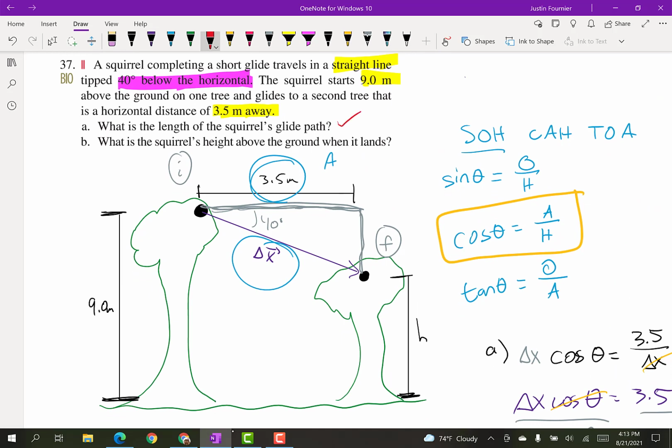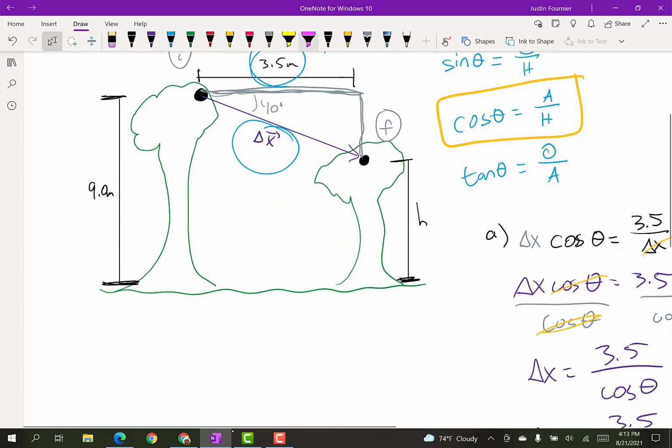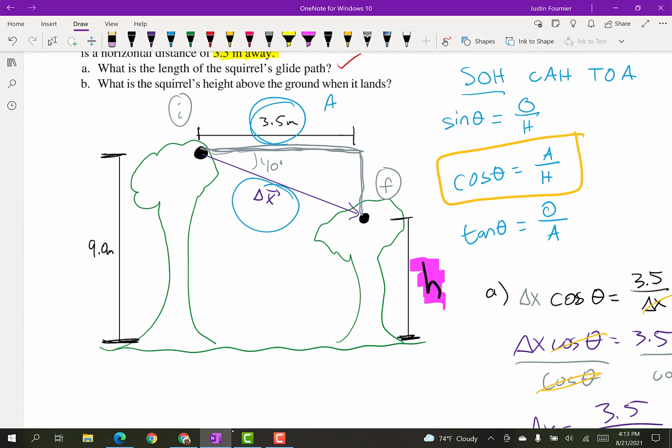And then lastly, what is the squirrel's height above the ground when it lands? That's what I've labeled here, which is h. That's the height of the squirrel above where it lands. Because it's going to land here, but then there's some height above that we can find. So I'm going to solve this one. I'll call this y right here. That's the distance between here and here.